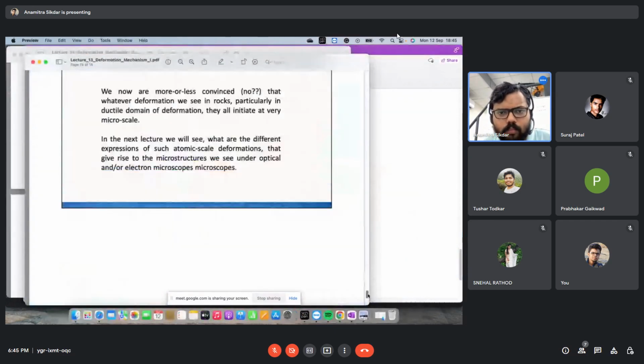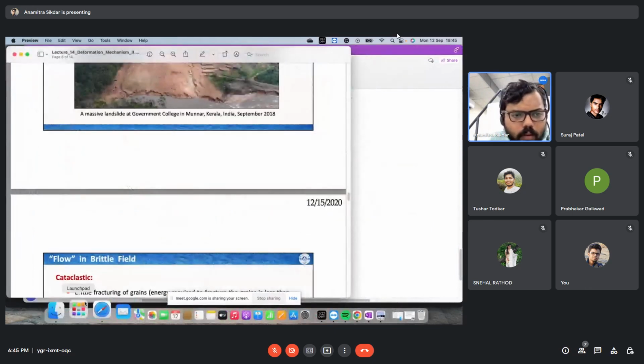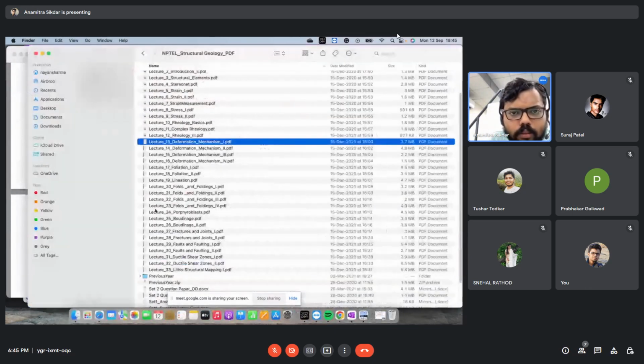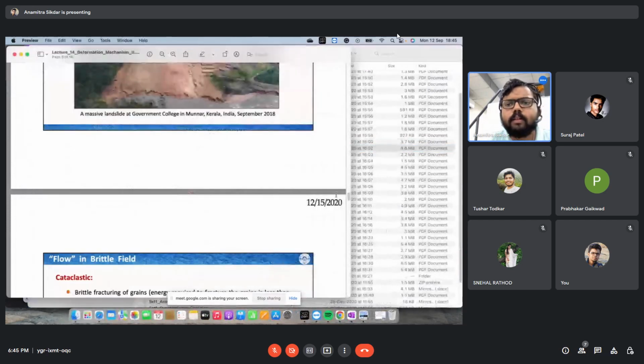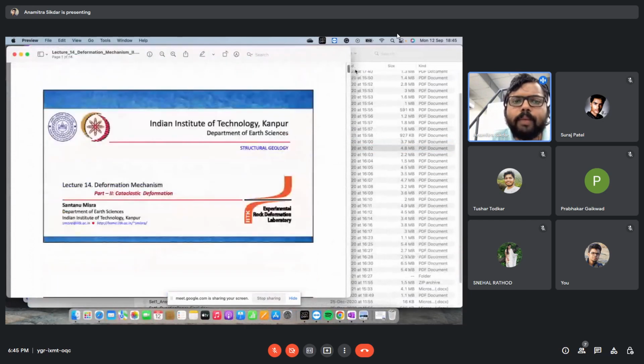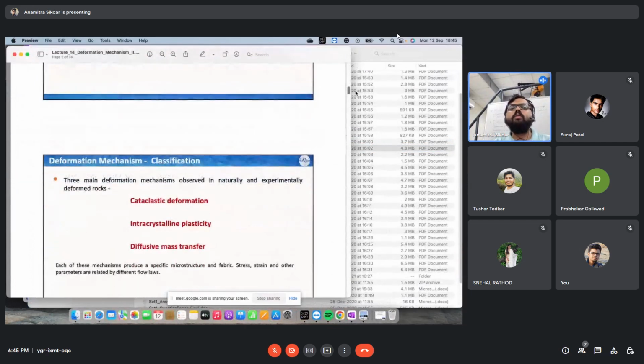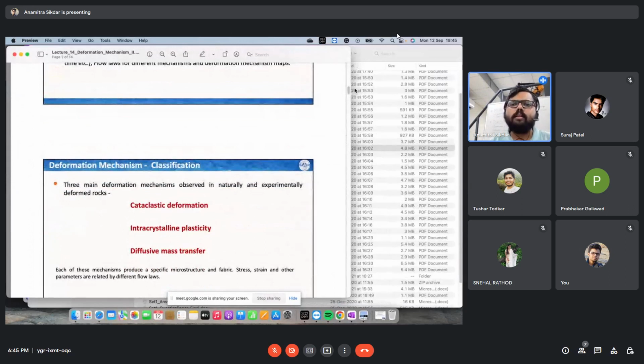So I'll move on to the next part, which will be discussing the macroscopic behavior. We just discussed how these things operate at a very fine, very small scale.